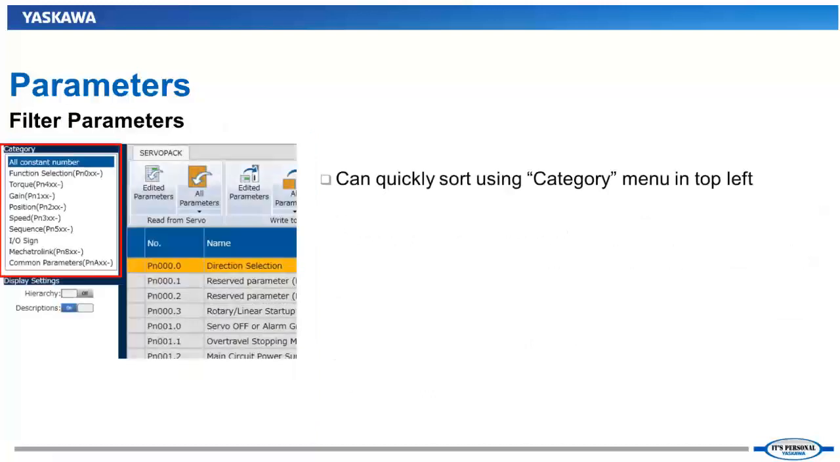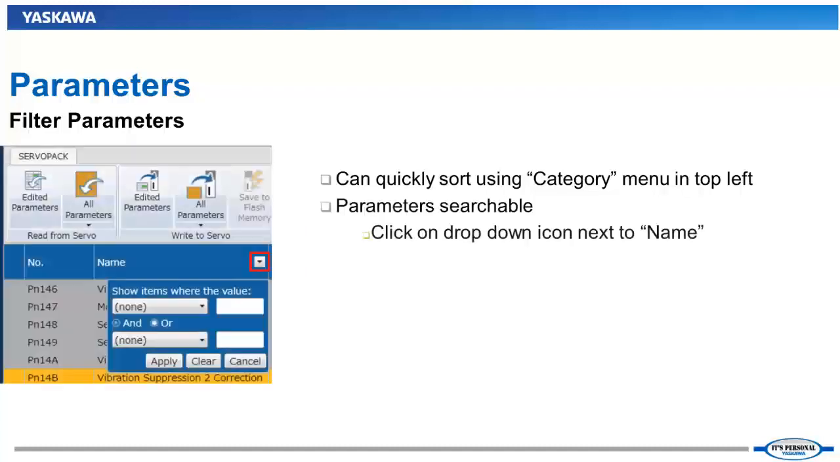There's a few new ways to filter parameters in the parameters menu. So quickly sorting in the top left, there is sorting by the different styles of gains, torque, position, speed, I/O signals. So it'll quickly get you from one section to the other.